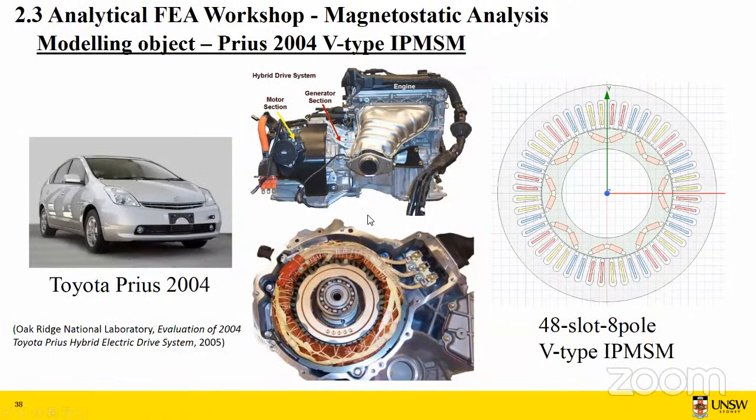In this tutorial, I will show you how to build the motor model of the 2004 Prius V-type IPM-SM. This is the electric vehicle, actually a hybrid vehicle. You have the motor, the generator section, and the engine. This is the motor, the IPM-SM motor, and the cross section looks like this. This is a very famous and well-designed IPM-SM. It's a case that every machine designer needs to study.